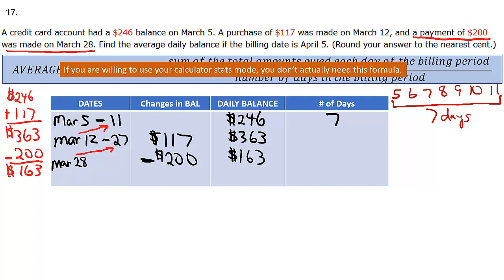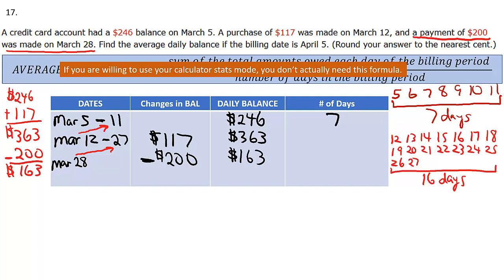So now we can calculate how many days that $363 balance was valid by subtracting or by counting. If you take 27 minus 12 and add 1, you get 16. But if you have any confusion or any doubt about it, just write the days out and count them. And it turns out there are 16 of them. You cannot afford to miss the number of days, so if it takes writing them out and counting them, do it.